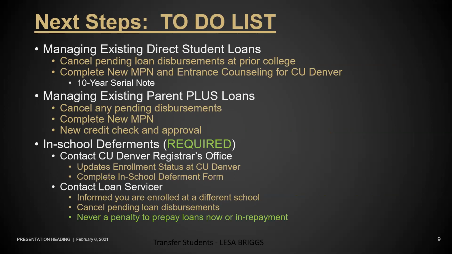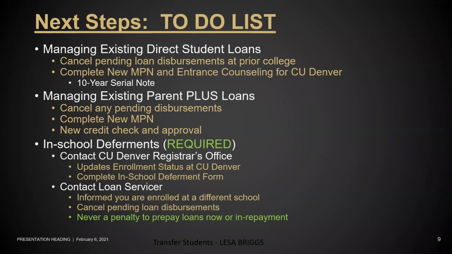If your parents are interested in completing the Parent Plus loan to assist with your educational costs, and they have any pending Plus loans at a prior school, they need to make sure that any future pending disbursements have been canceled. The Parent Plus loan requires a new application every year or every time you're requesting funding. So they would need to do a new Parent Plus loan MPN and go through a new credit check and approval, because the Parent Plus loan does require credit approval.